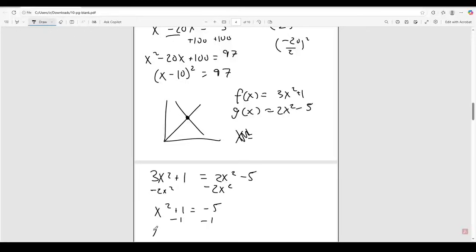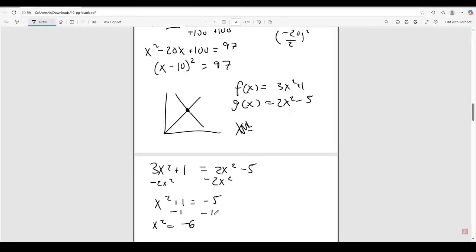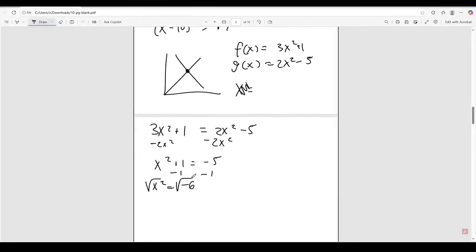Move the negative 1 over here, you have x squared is equal to negative 6, and then you're left with x is equal to the square root of negative 6, which means that these two lines actually do not intersect, meaning that there's no solutions. Why? Because you can never have the square root of a negative number, so there's no solutions to this.